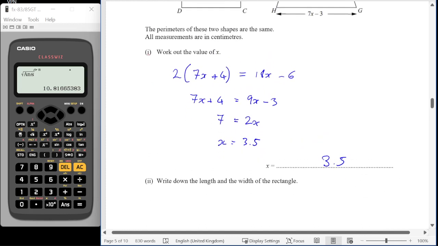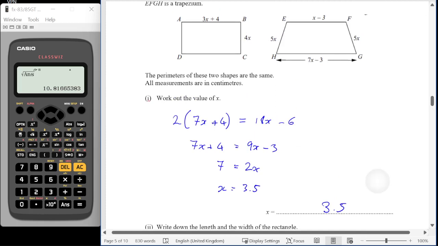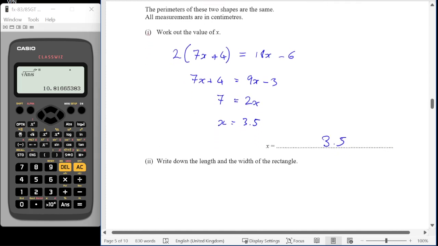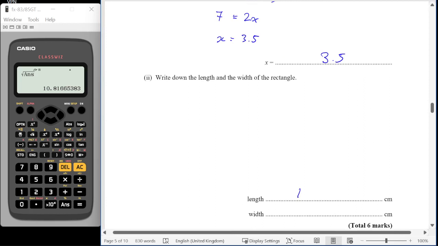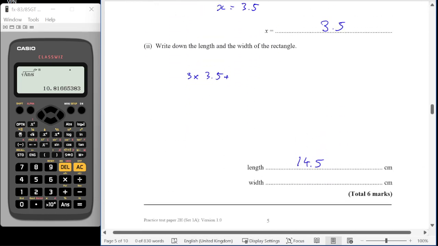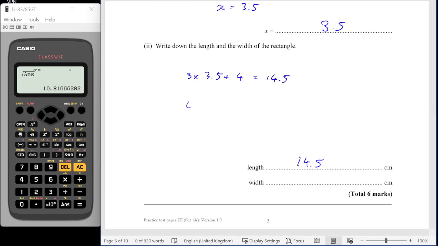Write down the length and width of the rectangle. So the length and width of the rectangle was 3x plus 4. So that's going to be 7 times 3.5, which is 10.5, plus 4 is going to be 14.5 for the length. Let's just actually show that. So what did I say? 3 times by 3.5 plus, yeah, plus 4. And the other length is equal to 14.5. And then the other dimension was 4 times by 3.5, which is going to be 14. Okay, and we have got centimetres there.